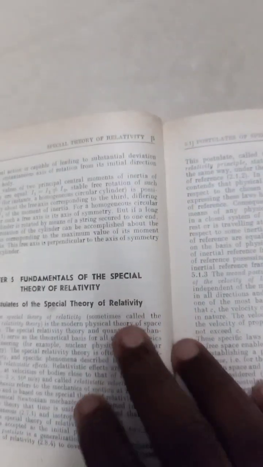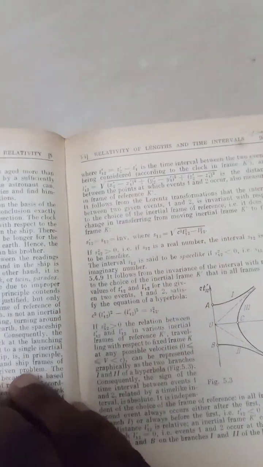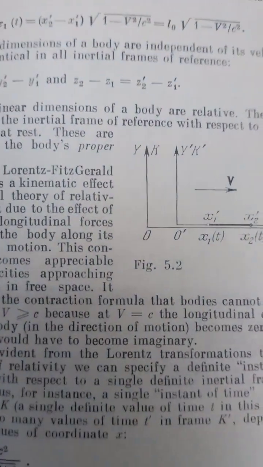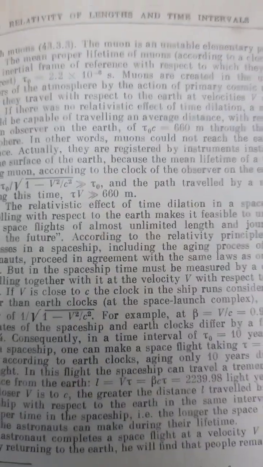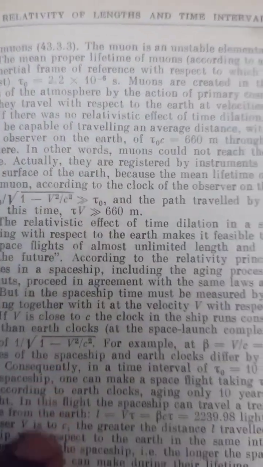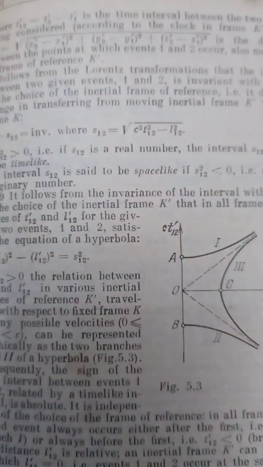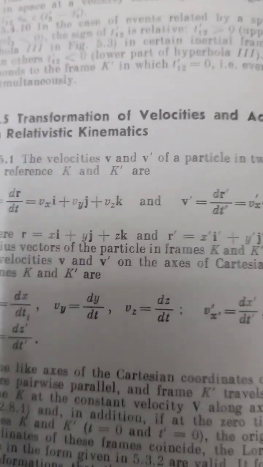As we turn the pages, it talks about the special theory of relativity, which is not discussed in our elementary books. It gives different concepts of relativity, like the Lorentz transformation. Here it gives the equation of time dilation, and these equations are written over here, that is transformation of velocity and acceleration in relativistic kinematics.